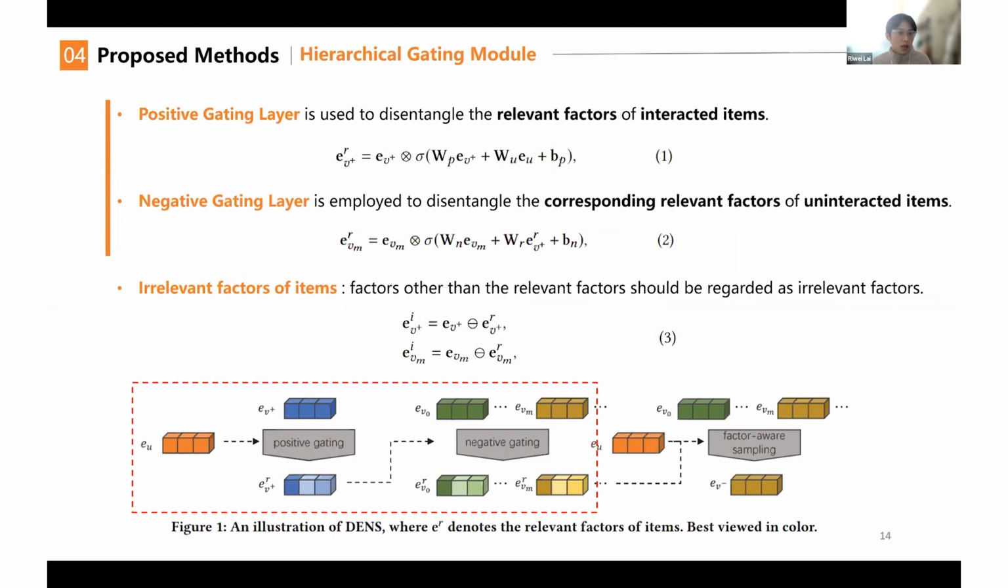First, a hierarchical gating module is proposed to disentangle the relevant and irrelevant factors of items. It consists of a positive gating layer and a negative gating layer. The positive gating layer is used to disentangle the relevant factors of the positive item with a user-specific gating operation. The negative gating layer is used to disentangle the corresponding relevant factors of negative items. We propose a factor-specific gating operation, which takes the output of the positive gating layer as input. As for the irrelevant factors of items, factors other than the relevant factors should be regarded as irrelevant factors. So we use element-wise subtraction.